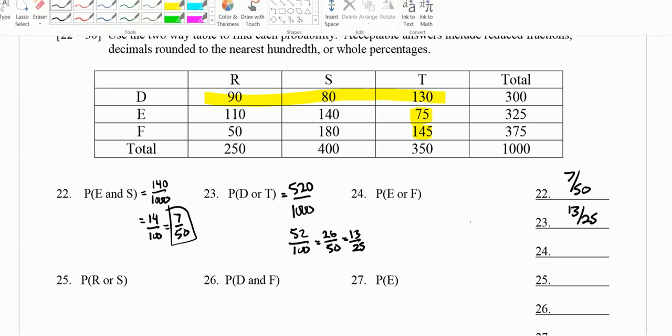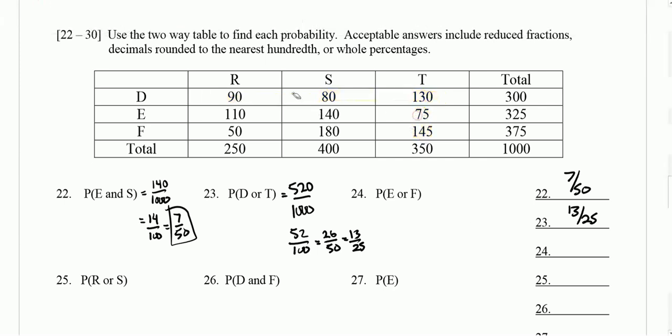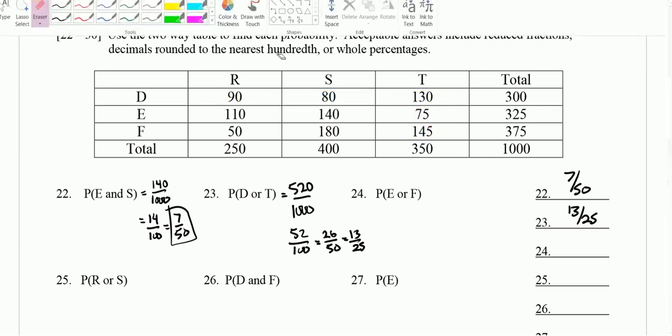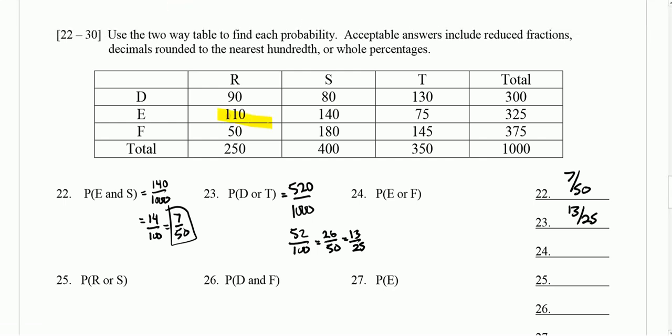Next one is E or F. So everything here highlighted is E, everything here highlighted is F now. Add those up. And we get 700 over 1000. Which reduces to 7 over 10.